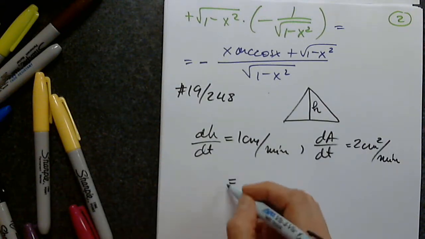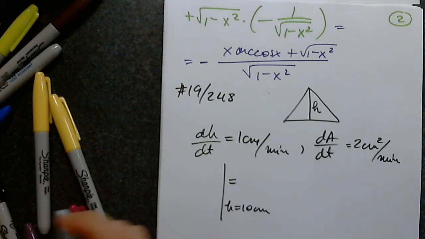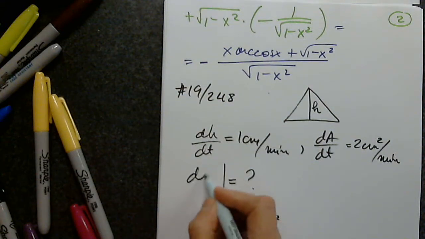When the altitude is 10 and the area is 100. At what rate is the base of the triangle changing when the altitude is 10 and the area is 100? dB.